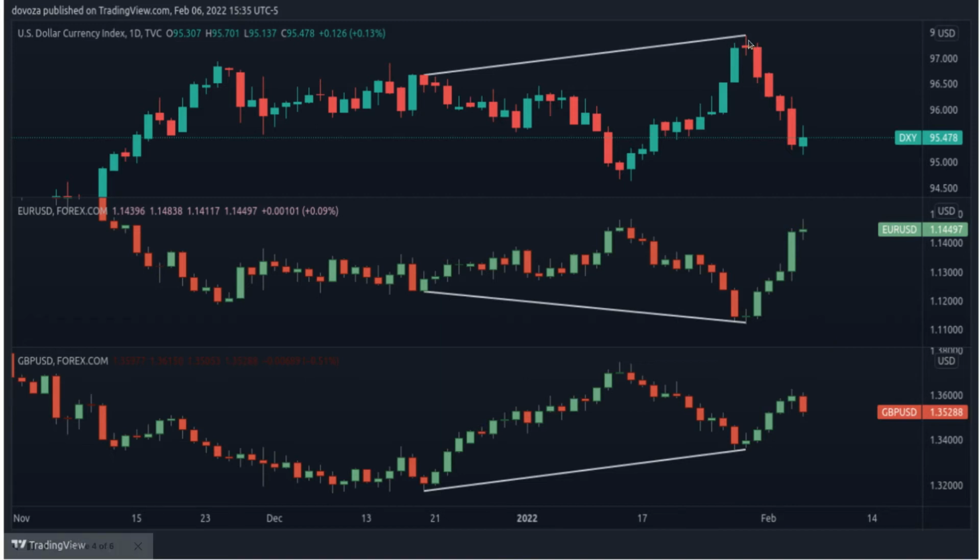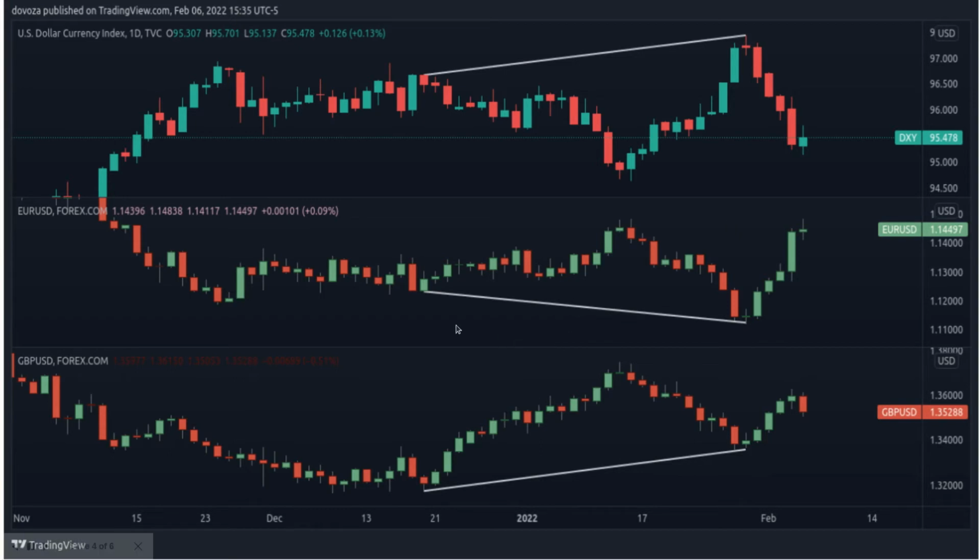Okay, you see here, when the dollar made this high, I knew it was gonna go down because of these lines that I've drawn here. This phenomenon is called SMT divergence, as presented by Michael J. Huddleston, the inner circle trader. Okay, why is this called SMT divergence? SMT stands for smart money technique.